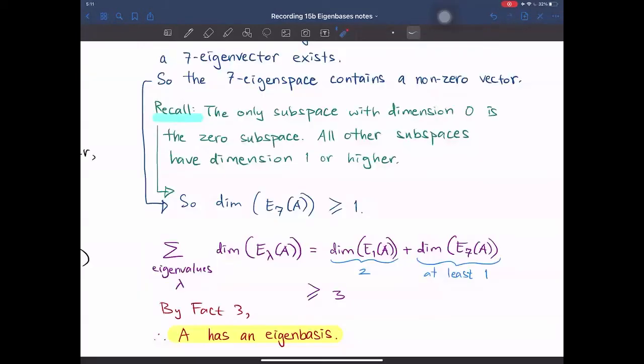So we will apply fact 3, where I sum the dimension of all eigenspaces of A. I computed earlier that the dimension of the 1 eigenspace of A is 2. And just now, we saw that the dimension of the 7 eigenspace is at least 1. So this sum is equal to or greater than 3. And so A has an eigenbasis because the width of A is 3.